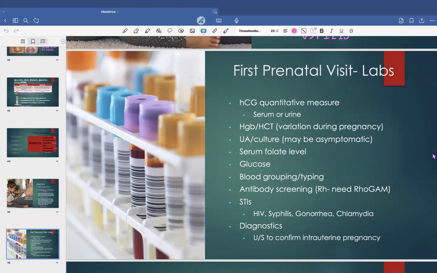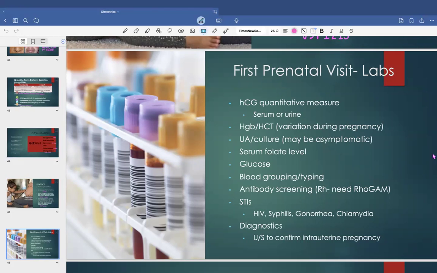So we want to get a quantitative measure of how much HCG is there, because that will help us know if we're going in the right direction. During the first 30 days of implantation, HCG doubles every 2 days, doubling in concentration. We are also going to order a hemoglobin and hematocrit.